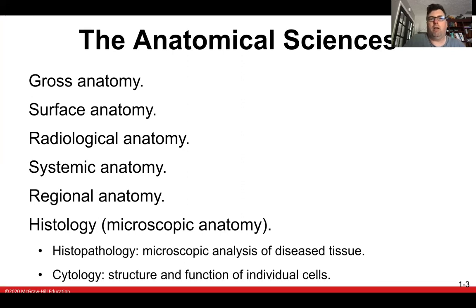So anatomically, we can divide this up into gross anatomy, surface anatomy, radiological anatomy, systemic anatomy, regional anatomy, and histology, which we'll touch on briefly. Histopathology, the study of diseased tissue, and cytology, the structure and function of individual cells.